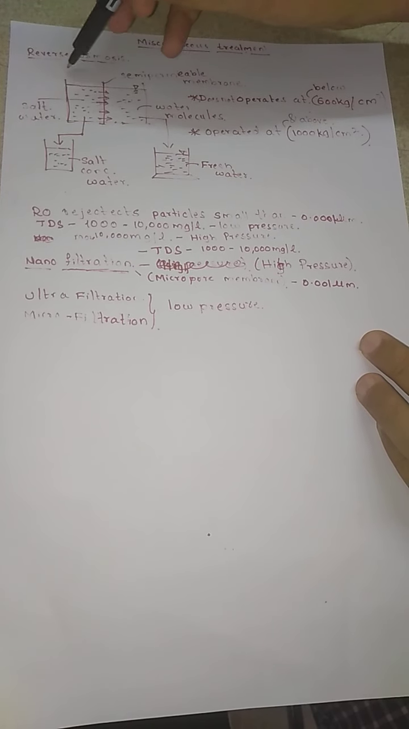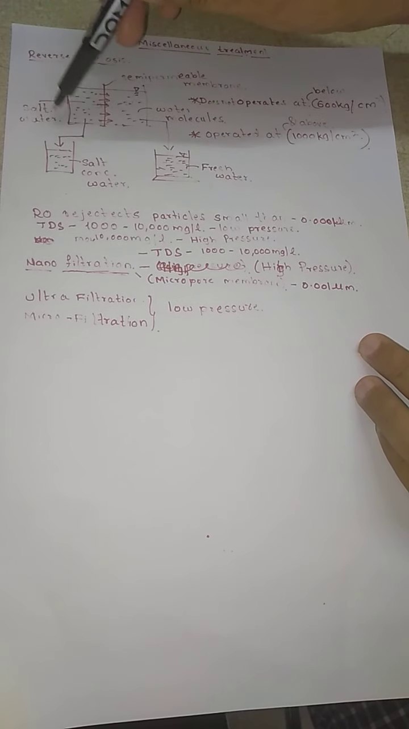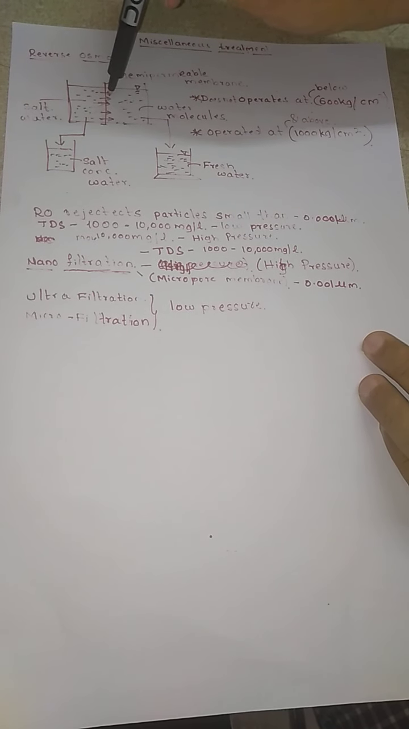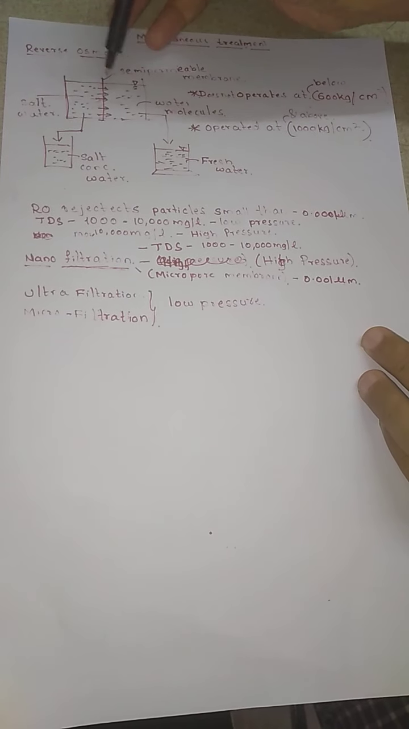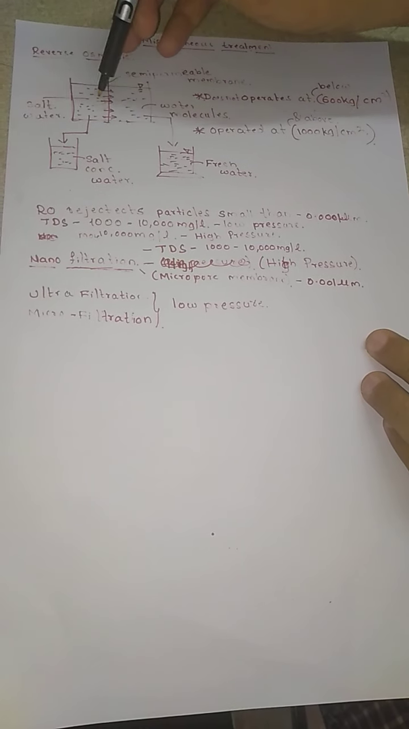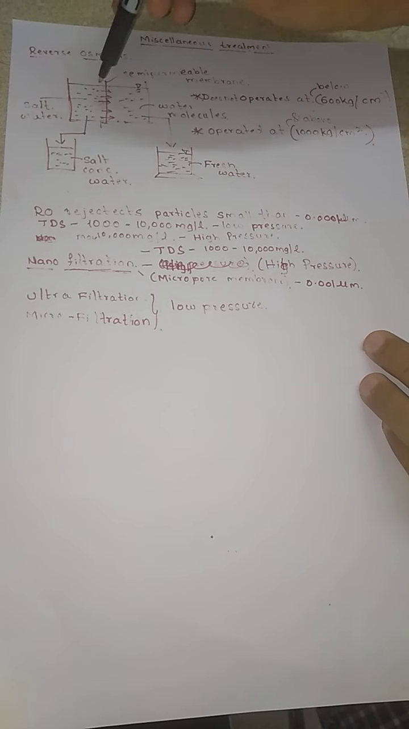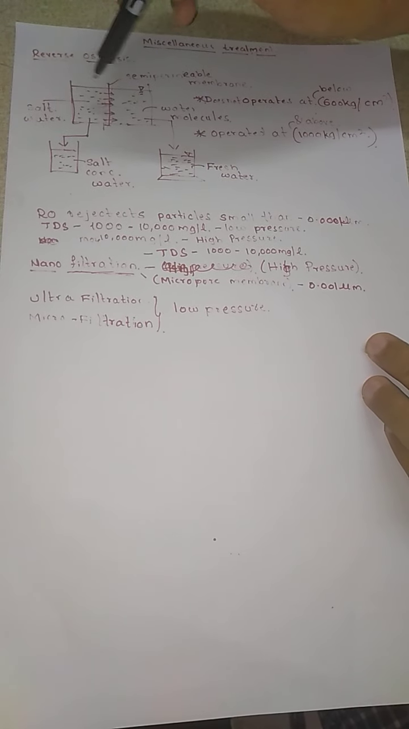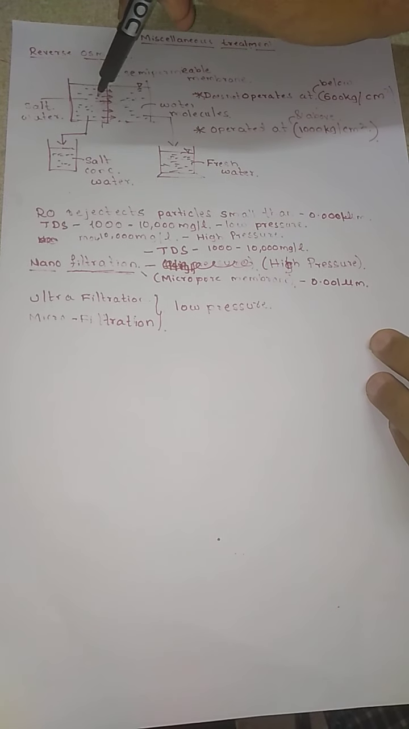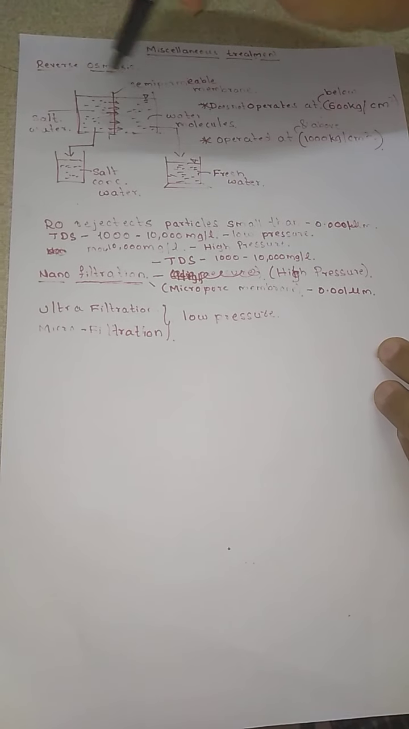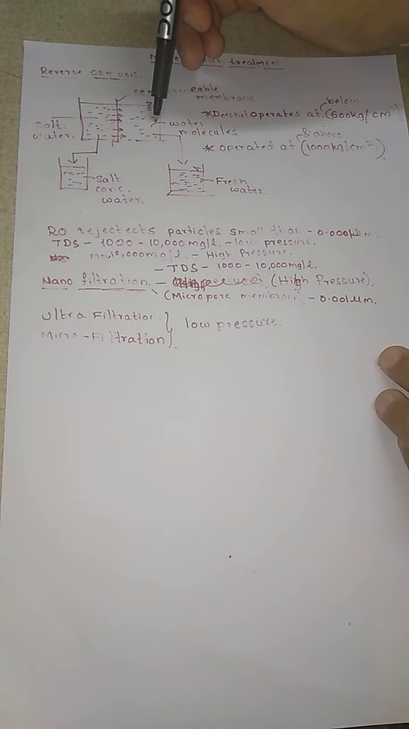So by this method, we can remove those salts and minerals that cause hardness. If we have more amount of chloride, we can remove those chlorides, those alkalinities, those hardness of the water. Whatever content is higher, we can remove it by using the reverse osmosis process.